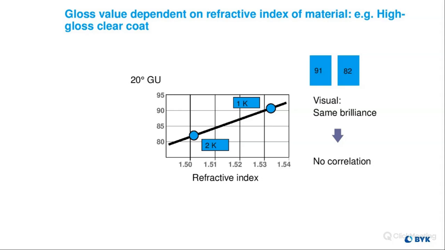This is a great representation of why it's important to measure similar samples to one another for comparison. You wouldn't, in this case, want to compare your 2K clear coat to your 1K clear coat because they have a different refractive index, and therefore you're going to get different values no matter what. So it's always best, when evaluating samples, to compare apples to apples. In this case, your 1K to your 1K and your 2K to your 2K. And that's just based off of the material.